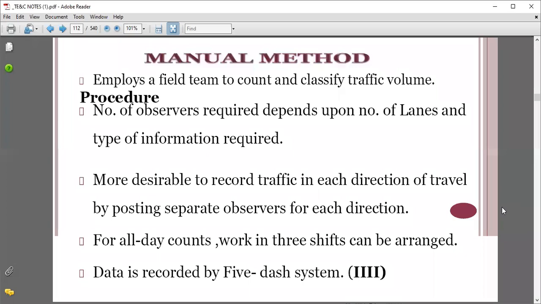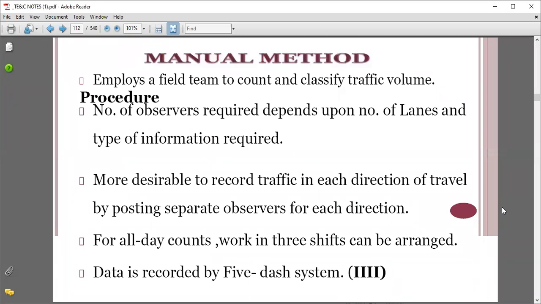The second one is that it is more desirable to record traffic in each direction of travel by posting separate observers for each direction. It means if there is a two-lane road, then incoming and outgoing. So for that purpose, we have to assign two persons, and they have to collect the information about the vehicles entering the road and leaving the road. So those two persons can count their numbers.